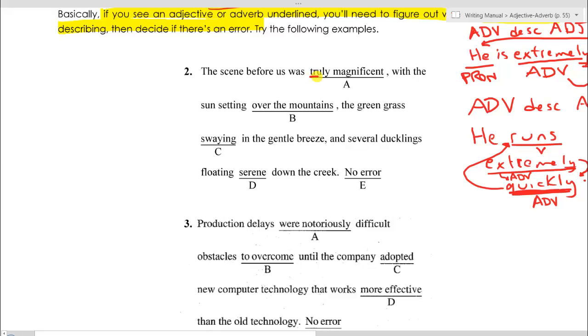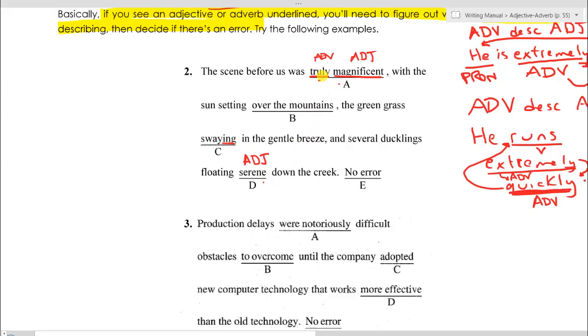And we do have an adjective adverb combination here. This is an adverb. This is an adjective. And then we have another one here. This is an adjective. And technically this is an adjective too, but we won't talk about that right now. We're just going to talk about the truly, the magnificent, and the serene.